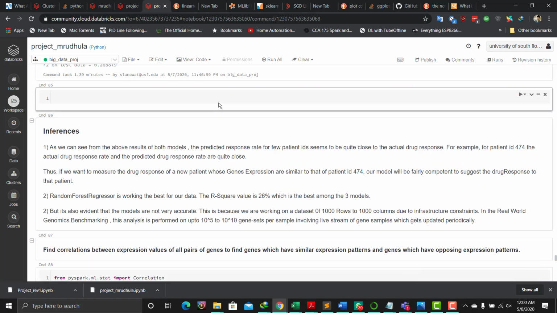So basically, this was our project, and we were successfully able to build a regression model which will predict the drug response according to the gene expressions.